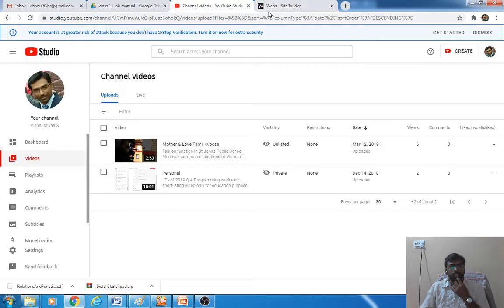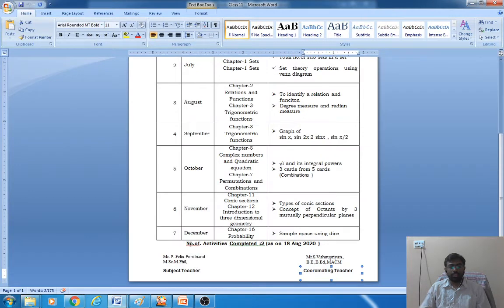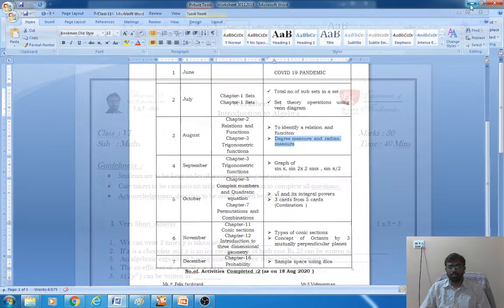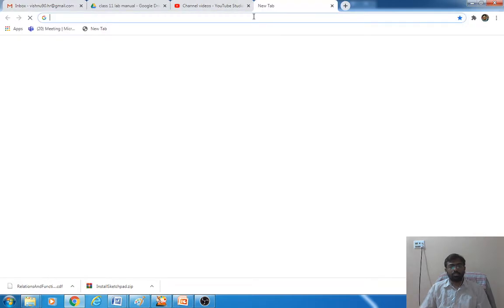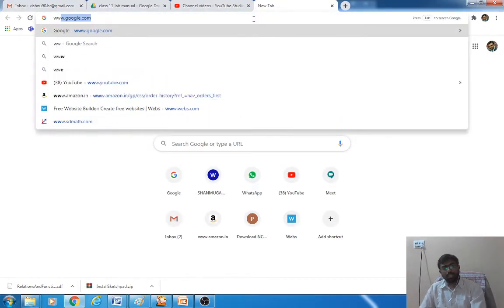I am here to help you out with some basics for experiment 3 and experiment number 4. As per our schedule, experiment 3 is to identify a relation in the function, and experiment number 4 is the relationship between the degree measure and the radian measure. Okay. So now I am coming to the website. Let me first guide you how the website has been made for this particular experiment.